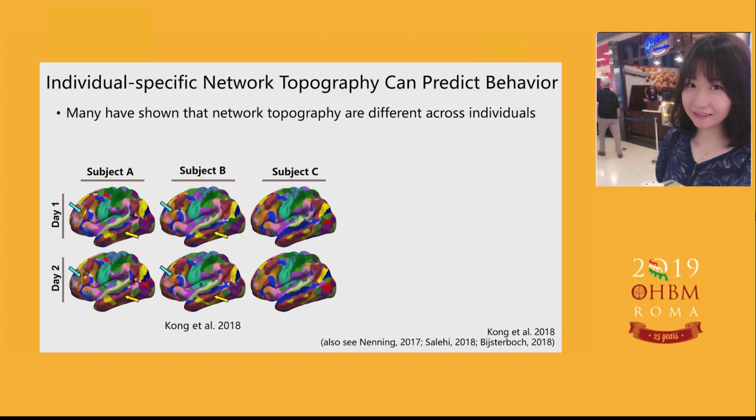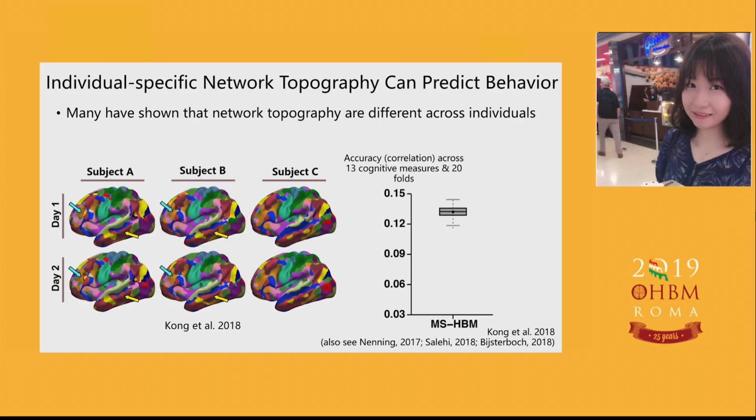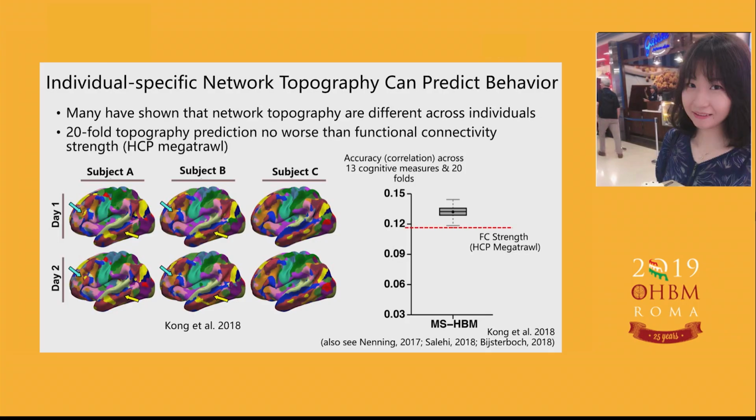As studies have shown, the network topography varies across subjects. Therefore, we think that maybe this can be used for behavior prediction. And indeed, this plot shows the prediction accuracy of certain cognitive measures using the network topography, and we can see that it can achieve a prediction accuracy around 0.13. The red line shows the prediction accuracy from the control, which uses the functional connectivity strength for behavior prediction. And we can see that using network topography is not worse than using functional connectivity strength for behavior prediction.